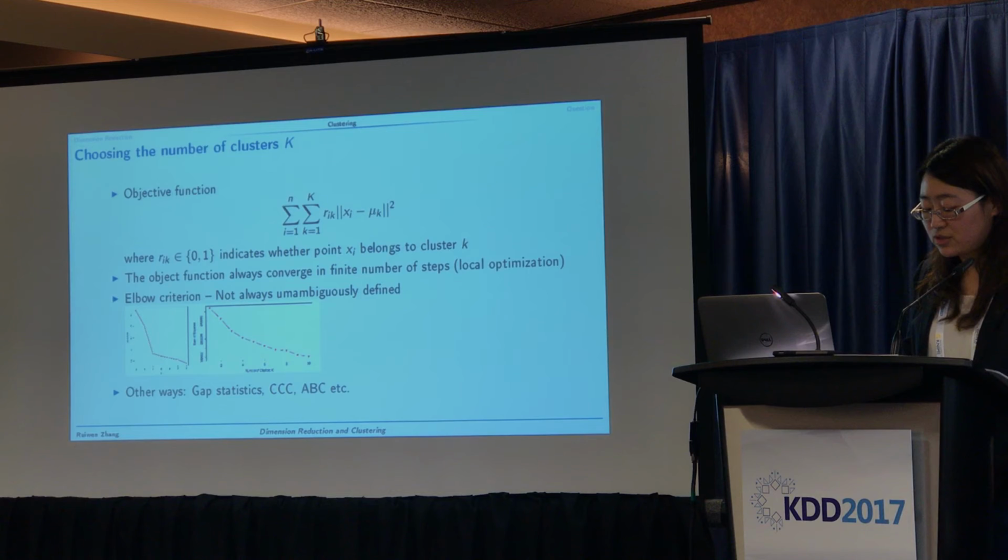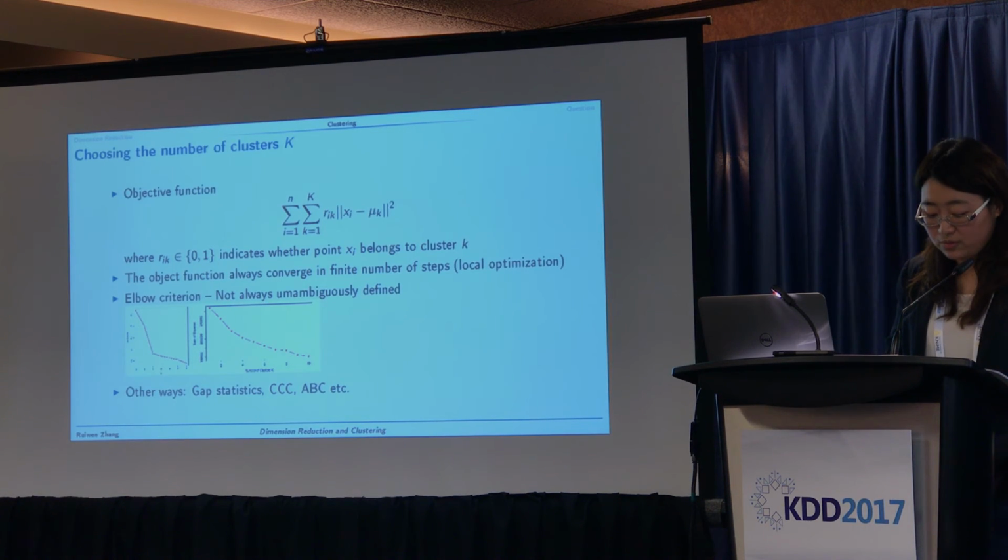This is the objective function which measures the quality of clustering. It is the sum of squared Euclidean distances from each point to its centroid, and we need to minimize it. This objective function always converges in a finite number of steps, but is not necessarily guaranteed to achieve the global optimum. Also, the objective function decreases as the number of clusters increases.